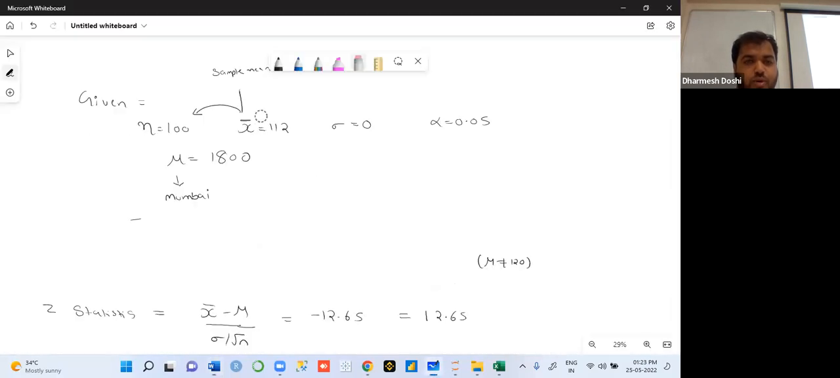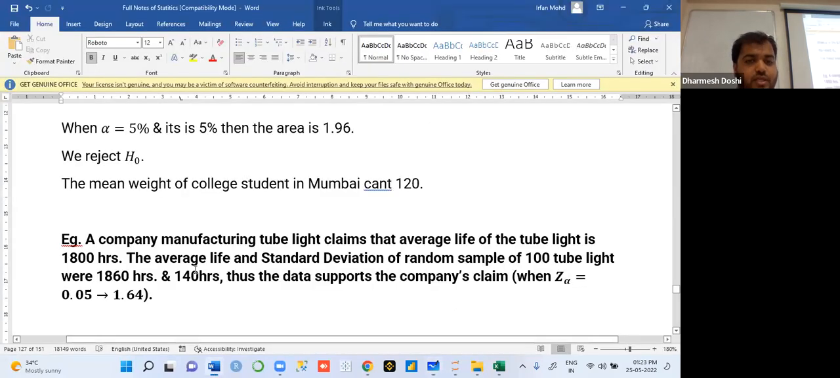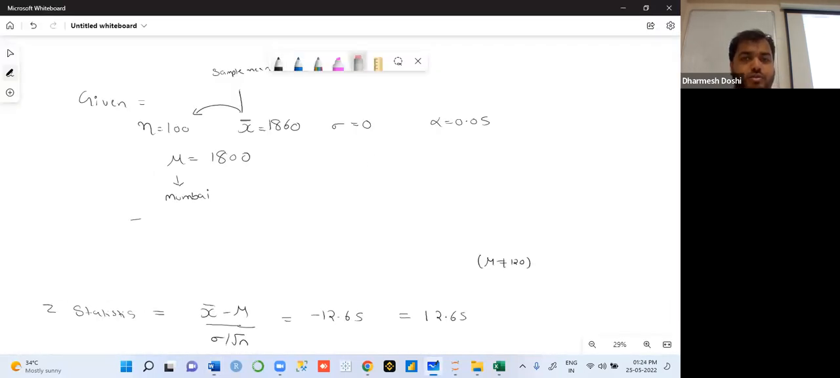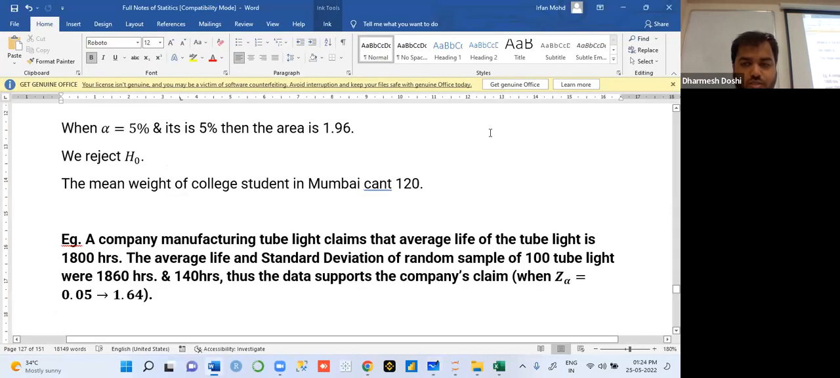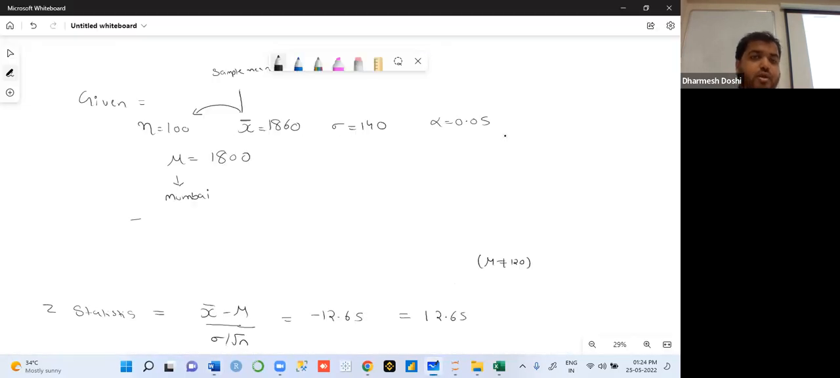With mean is 1860. Average life and standard deviation of random sample. How many samples? 100. 100 tube lights की mean कितना है? 1860. 100 tube lights standard deviation is 140 hours. Alpha we have taken how much, guys? 5%.